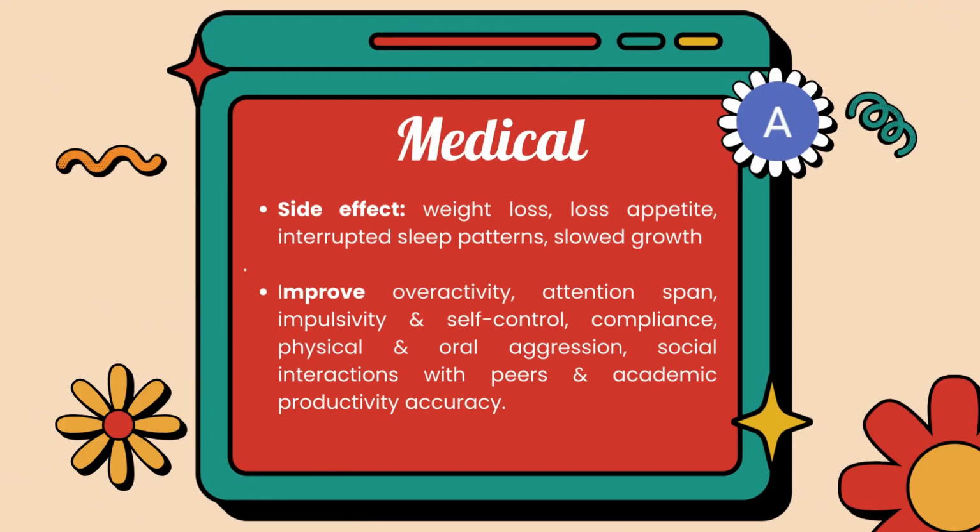The realistic side effects of these drugs include weight loss, loss of appetite, interrupted sleep patterns, and, in some children, slow growth. Pharmacologic treatment seems to improve overactivity, attention span, impulsivity, self-control, compliance, physical and verbal aggression, social interaction with peers, and academic productivity and accuracy.